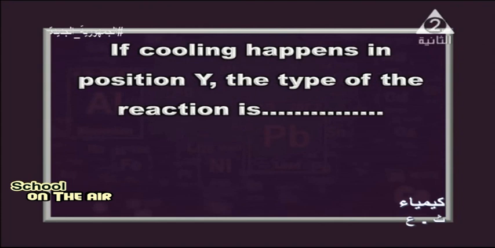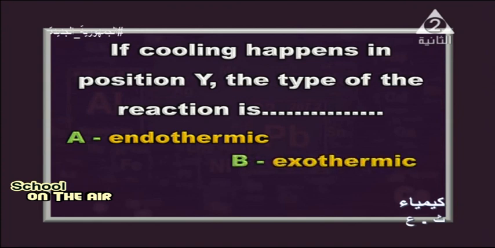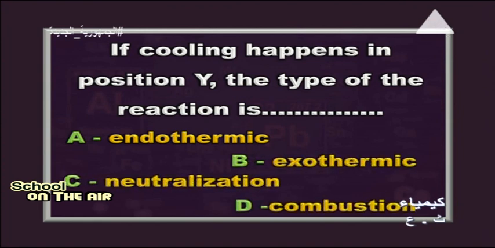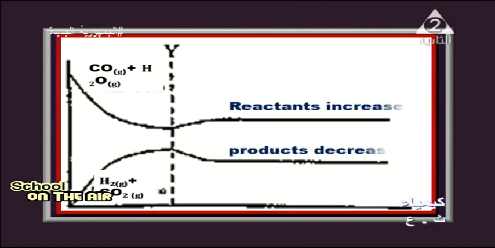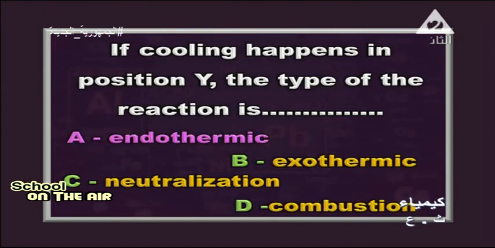So if cooling happens in position Y, the type of the reaction is endothermic, exothermic, neutralization, or combustion. If you look at the graph, we find that at position Y the reactants increase and the product decrease. So here the reaction must be endothermic, as the reactants gain heat to give the products, and so the reaction moves in the backward direction, and so reactant increase and product decrease. So the reaction is endothermic.